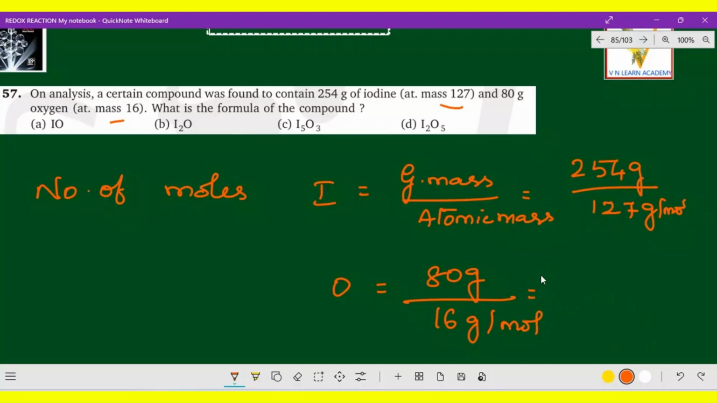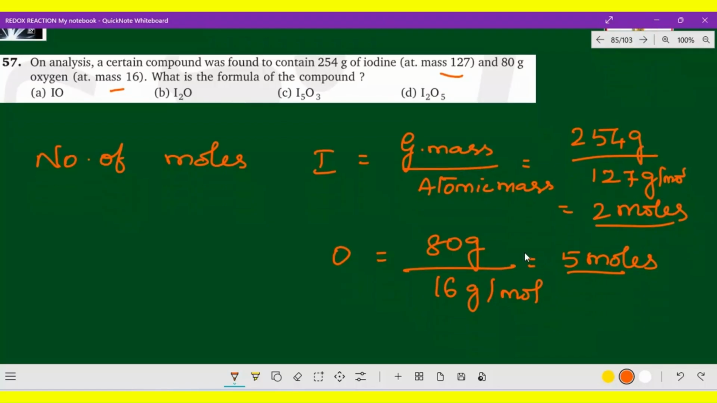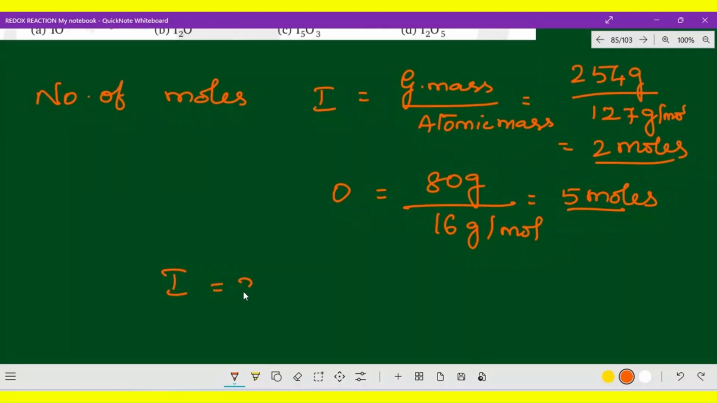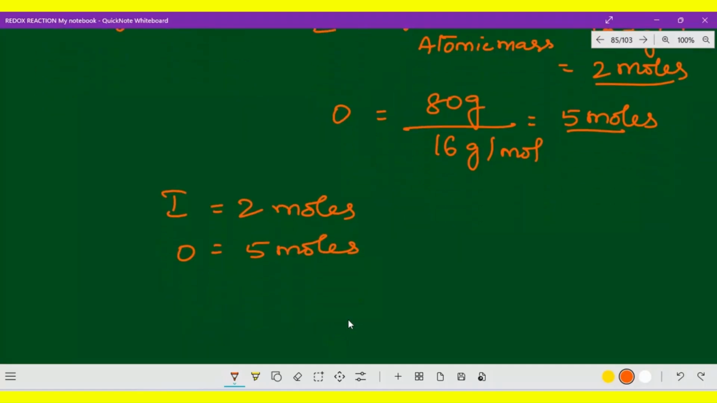Now what is the mole you will be finding? Here you will get 5 moles and here around 2 moles. Actually, this is whole number only. We used to go for the empirical formula to make it a whole number, but both are whole numbers already. Iodine is 2 moles and oxygen is 5 moles, so no need to go further. The formula is I2O5, that's all.